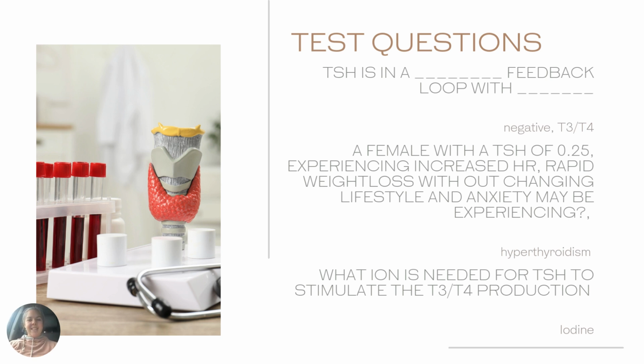Our next question is, a female with a TSH of 0.25 experiencing increased heart rate, rapid weight loss without changing lifestyle, and anxiety may be experiencing what? The answer is hyperthyroidism. That's where your body is just burning through it so quickly and it cannot keep up. All right, our last question is, what is needed for TSH to stimulate the T3 and T4 production? And the element needed for that is iodine.